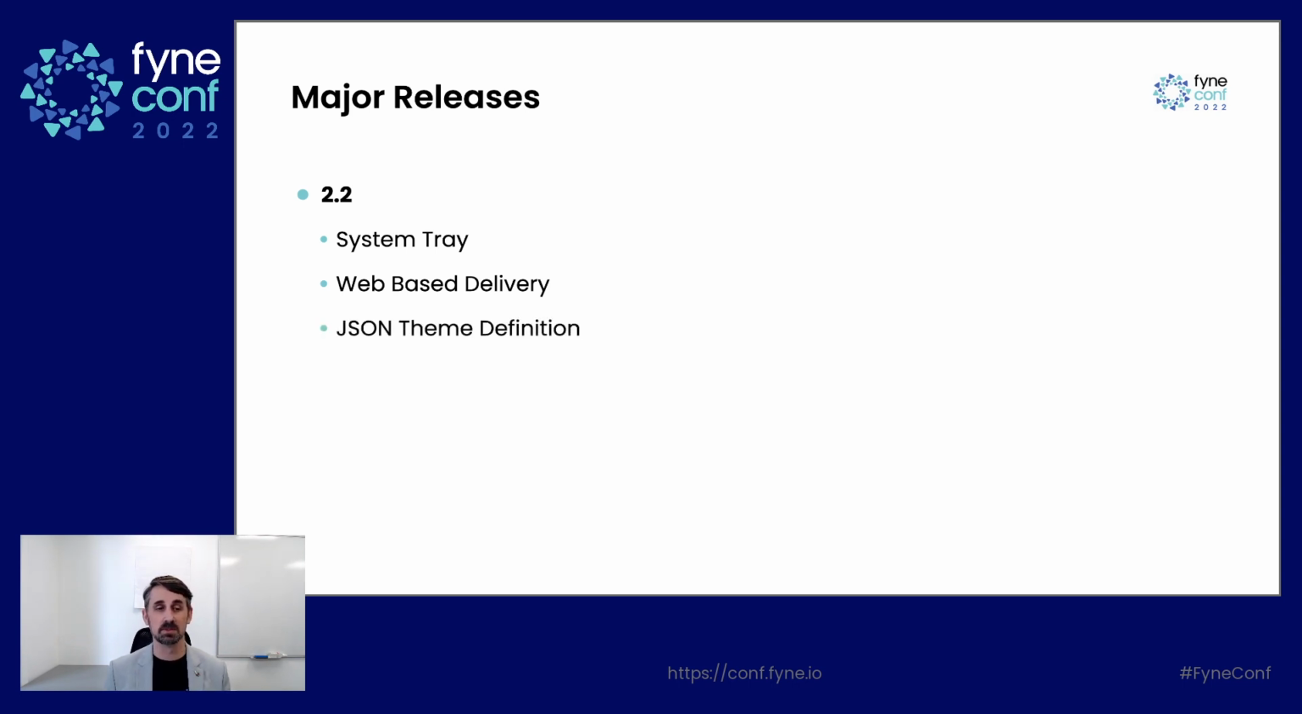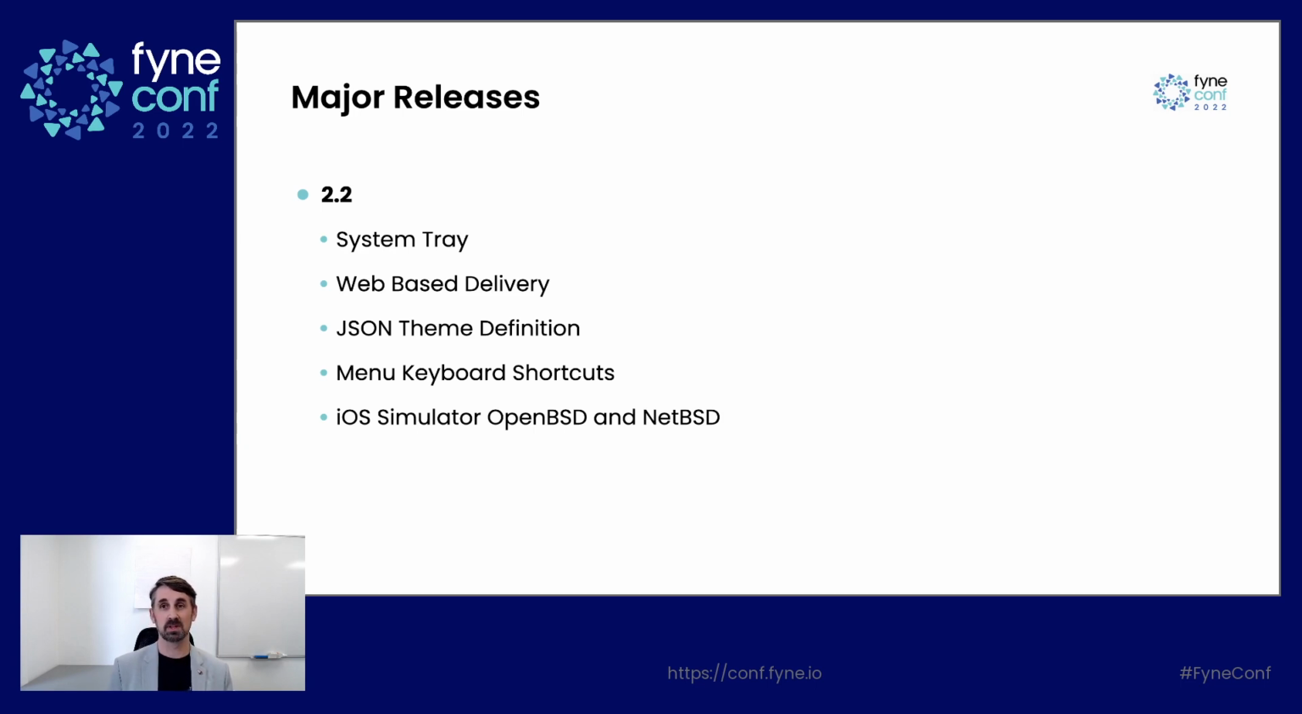We also made it possible to define your themes through JSON, which made it a little bit easier for non-developers to start manipulating the look and feel of your applications. We added menu shortcuts, keyboard shortcuts for menus, which is adding to the richness of the overall menu experience for applications, and a host of new platforms, including OpenBSD, NetBSD, and also the iOS simulator. So now you can run iOS applications inside Apple's standard simulator on your desktop.